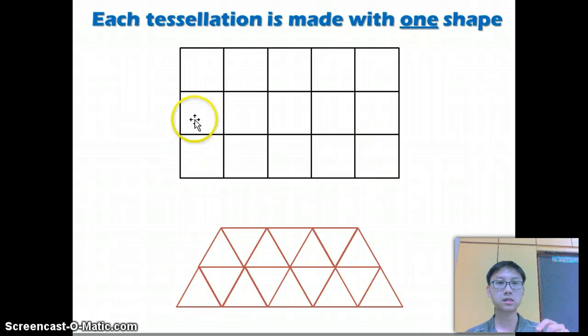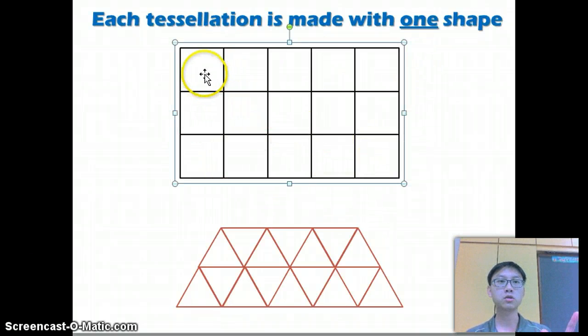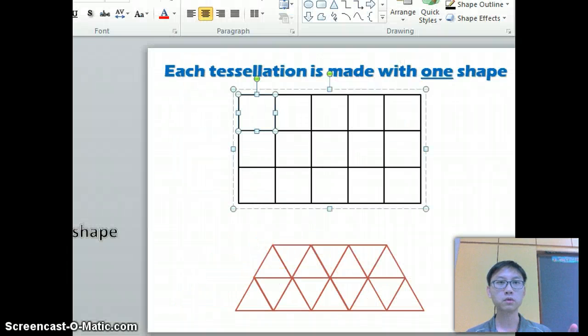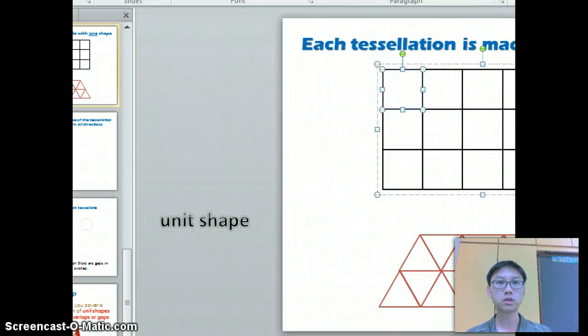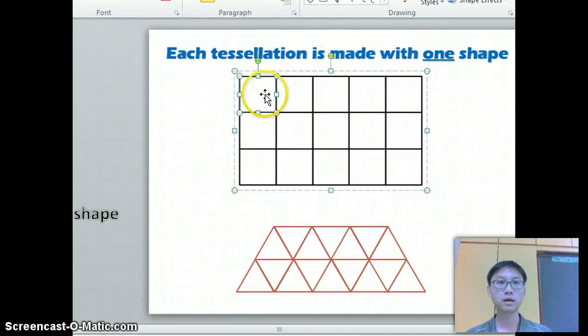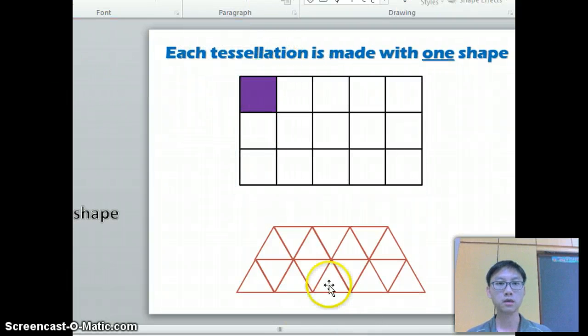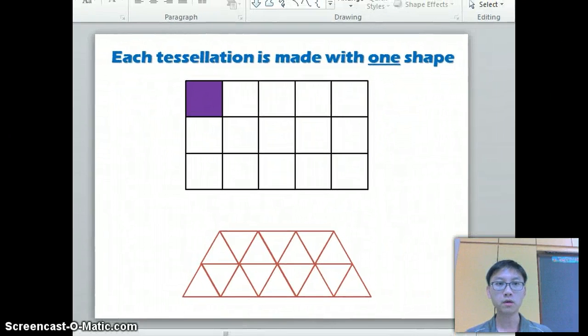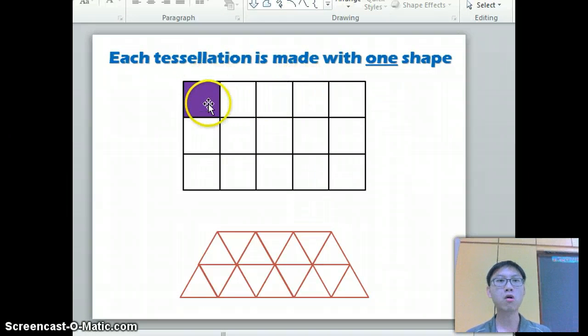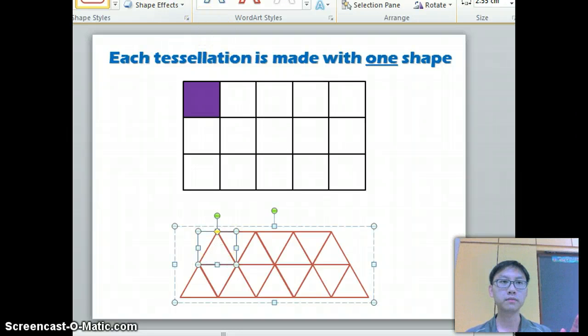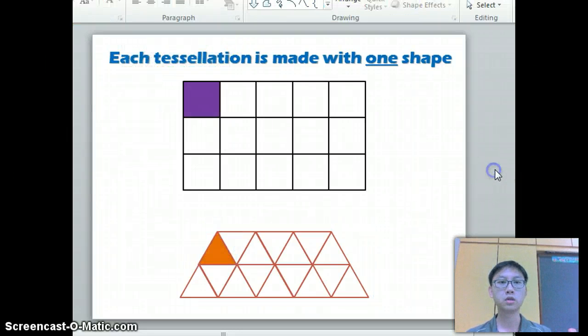Now if you look at this series of squares, it is a tessellation, and I'm just going to shade one of these, in purple. If you notice carefully, this tessellation is made up of squares, while this tessellation is made up of what? Oh yeah, triangles. Let me just shade it, let's give it orange. So you notice that each tessellation is made up of one shape.